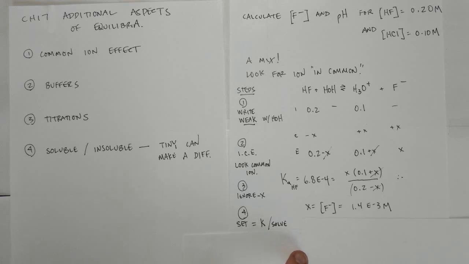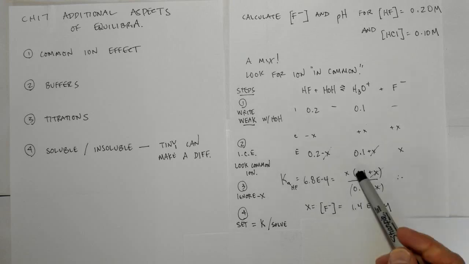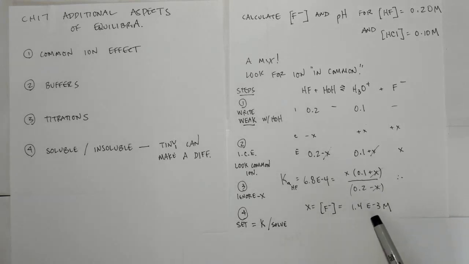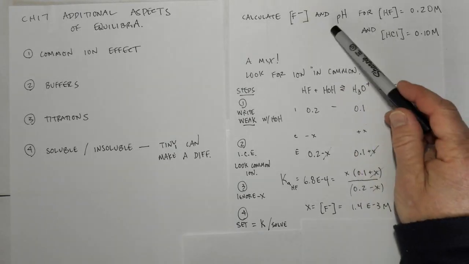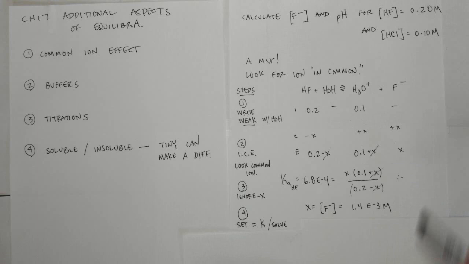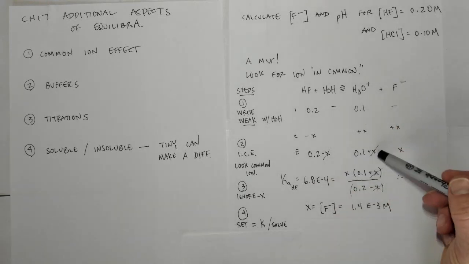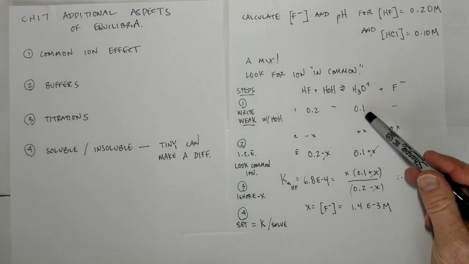And so solving it then ends up being the X is equal to F minus, bring this over here, bring this over here, and I did the math for you already, which is 1.4 times 10 to the negative 3rd. So I found my F minus ion concentration, and it asked me to find that, and then it also asked me to find the pH. And if you look back at this, notice how I ignored this X because it was small compared to the 0.1 that came from the HCl.